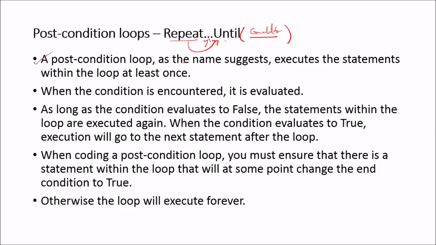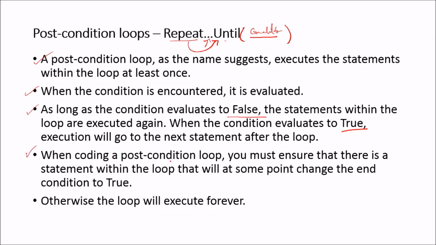So a post condition loop, as the name suggests, executes the statements within the loop, and when the condition is encountered, it is evaluated. As long as the condition evaluates to false, the statements within the loop are executed. Again, when the condition evaluates to true, the program will go to the next statement after the loop. So after true, it will exit the loop.